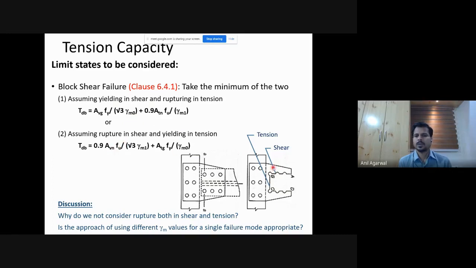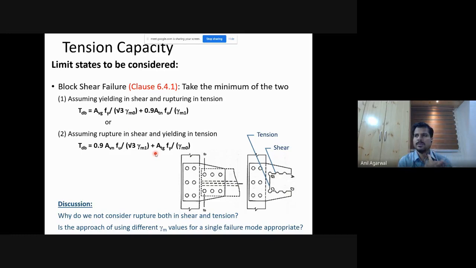Or alternatively, the shear surface ruptures and the tension surface yields. So either of the 2 possibilities is to be considered. Now that again should raise some questions. What is the next question that should come to your mind immediately? In one case, we are considering rupture of shear surfaces and yielding of tension surfaces. In the other case, we are considering yielding of shear surfaces and rupture of tension surfaces. Only these 2 possibilities are considered, and whichever gives you lower capacity is the capacity of this block shear failure.